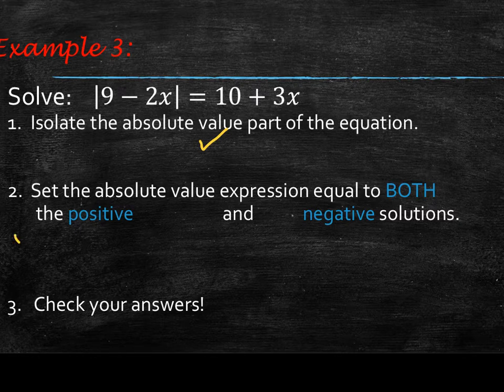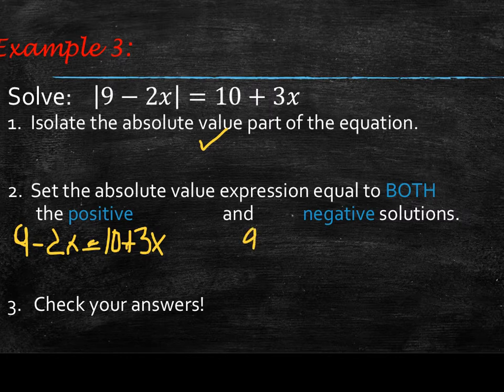So we're going to have 9 minus 2x, and we want to set that equal to the positive 10 plus 3x. Sorry, my handwriting is so bad. Well, when we set it equal to the negative, what we're going to have to do is take that 9 minus 2x, set it equal to, and you're going to put it in parentheses, the negative of that whole expression, 10 plus 3x.